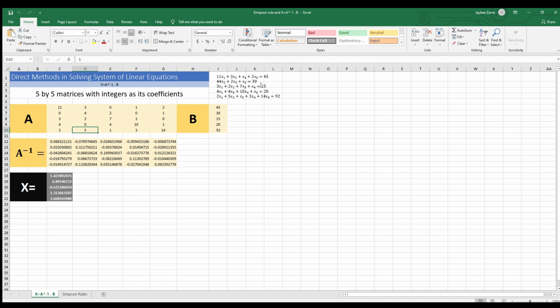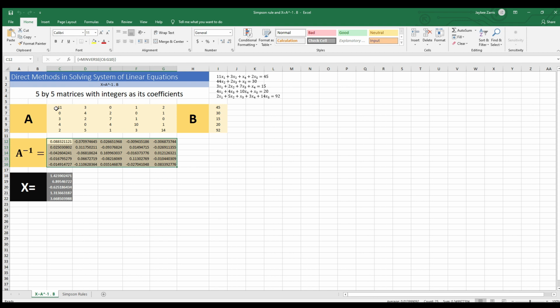And then, ang ginawa ko dito is pinaghiwalay ko yung A and b. So, yung equals yung mga nasa b, which is ito. Equals 45, 30, 15, 20, 92. So, ito, nilagay ko dito lahat ng sa left side, which is itong mga to. So, dito naman, para masolve natin yung A raised to negative 1, is, ang gagawin natin is ito. I-drag natin to hanggang dito, katulad lang siya dito sa taas. And then, lagay natin tong equals MINVERSE.